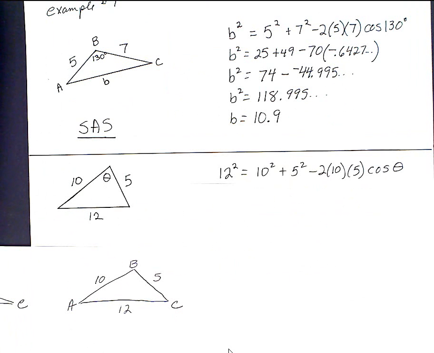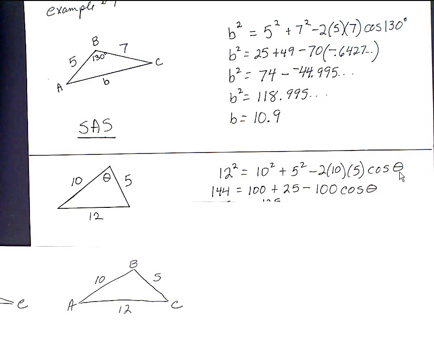How do you know the best angle you can find? If I said find theta, then you would know to go to the side across from theta. So you're going to go 12 squared equals 10 squared plus 5 squared minus 2 times the 10 and the 5, the cosine of the angle that you want to find. Okay, we're going to work through this. This time we're finding an angle, so we're going to have to use the inverse cosine in the end.